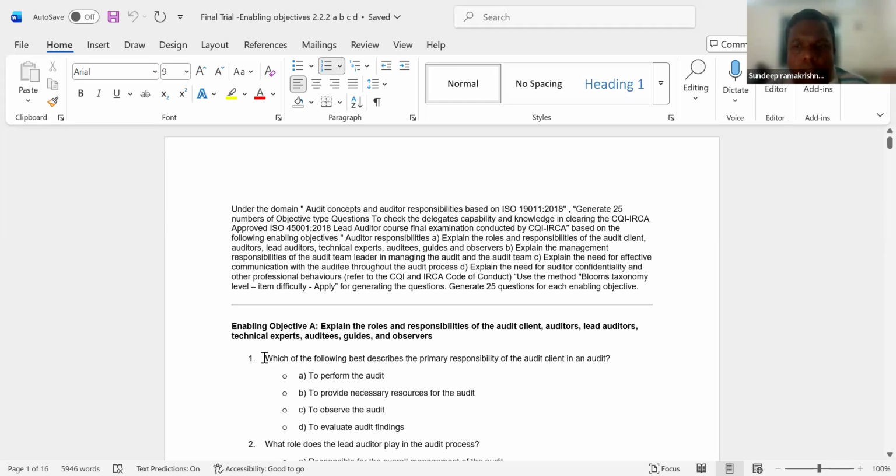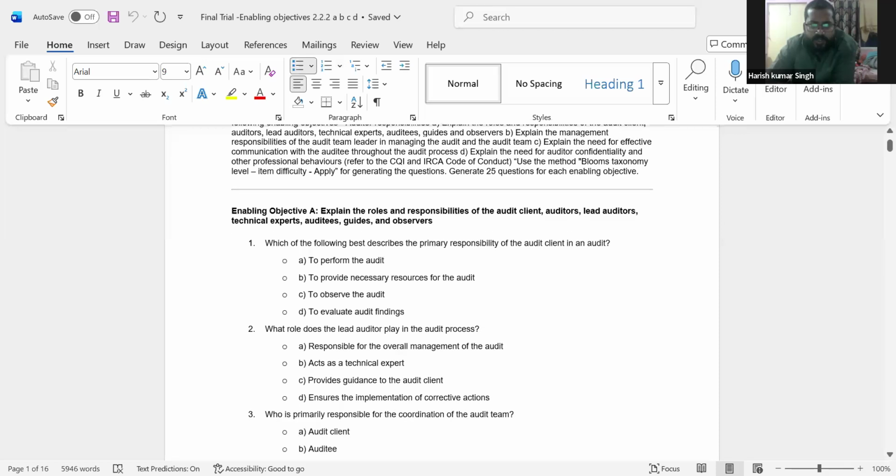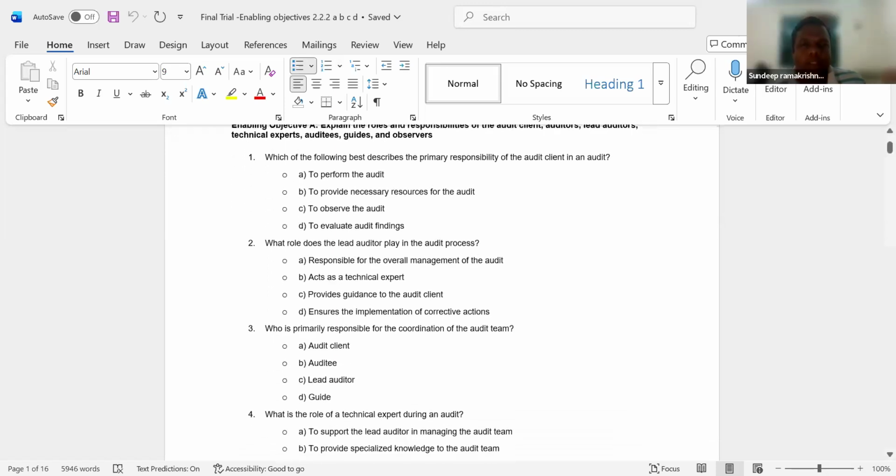Which of the following best describes the primary responsibility of the audit client in an audit? A, to perform the audit. B, to provide necessary resources for the audit. C, to observe the audit. D, to evaluate audit findings. The answer would be B, sir, to provide necessary resources for the audit. Correct, Harish. Any other answer? Anybody else? No, sir.